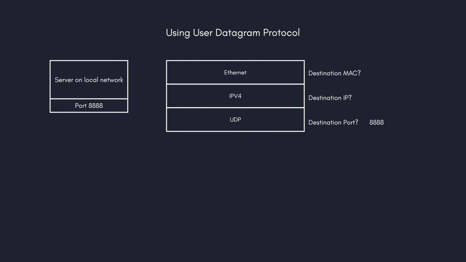For example, like I mentioned before, if we're doing an HTTP connection, then we're always going to be communicating with port 80, unless we explicitly specify a different port. So my server is running on port 8888. So that's the destination port that we're going to be using.